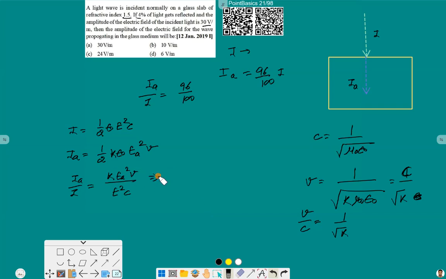So what we will get? We will get K into K divided by under root K, into EA square divided by E square, and this whole term is equal to 96 by 100. So basically we have under root K into EA square by E square is equal to 96 by 100. And we also know that C by V is equal to the refractive index, and C by V here will be under root K. So basically under root K will be equal to the refractive index.